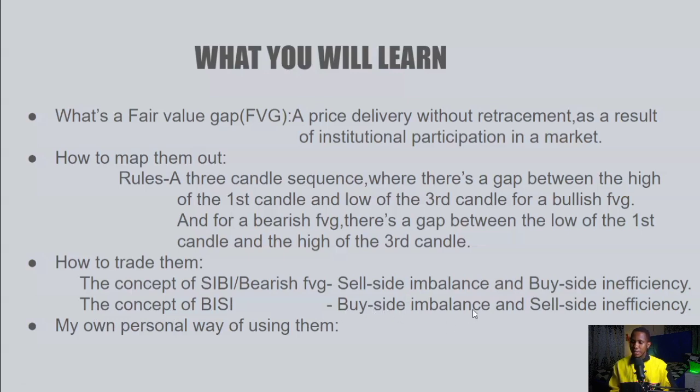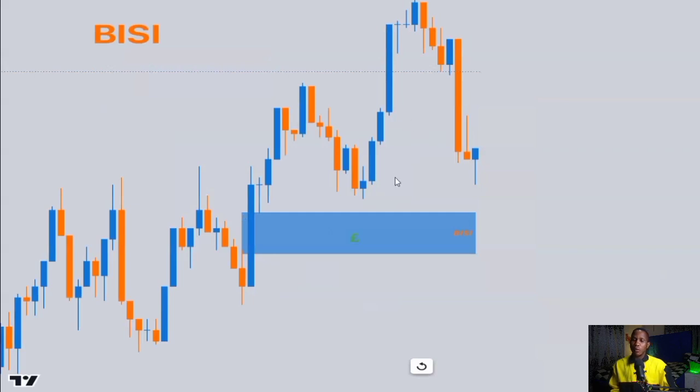So guys, let's look at the concept of BC, which we say is a buy side imbalance and a sell side inefficiency. So guys, this is an example of a BC in the market, a buy side imbalance and a sell side inefficiency. It means that price action, as you can see, created a break of market structure moving to the upside, an uptrend now.